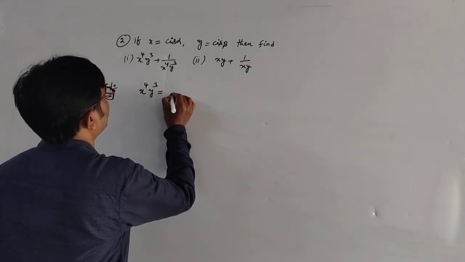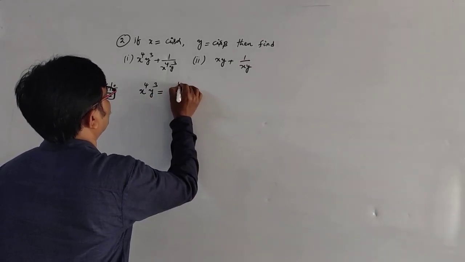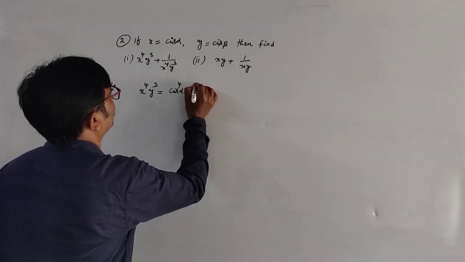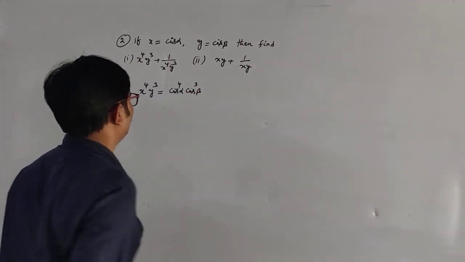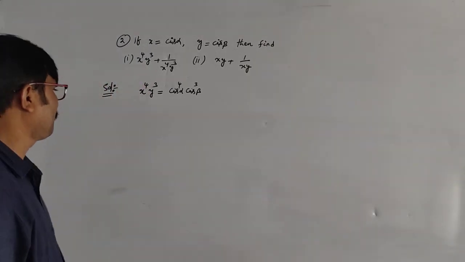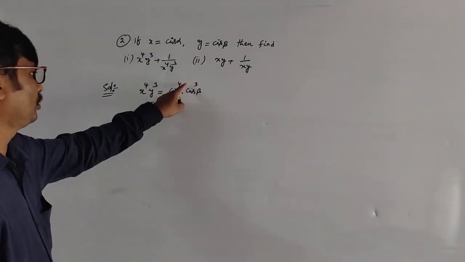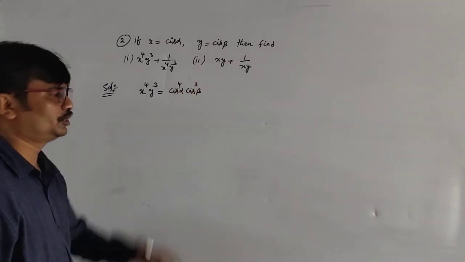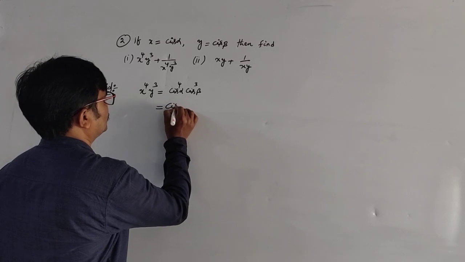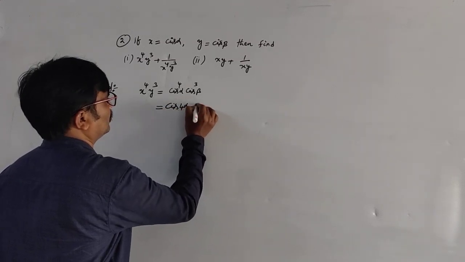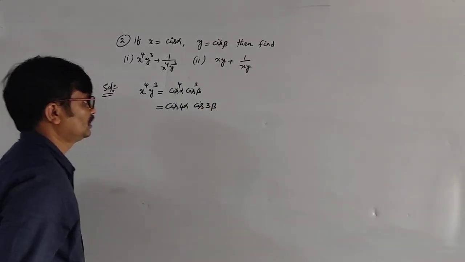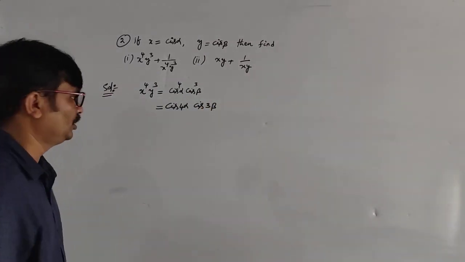This is, students, cis power 4 alpha, cis cube beta. X power 4 is cis power 4 alpha, y cube is cis cube beta. This we can write as cis of 4 alpha, cis of 3 beta. Cis 4 alpha into cis 3 beta.